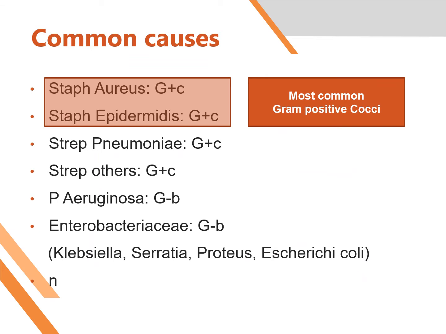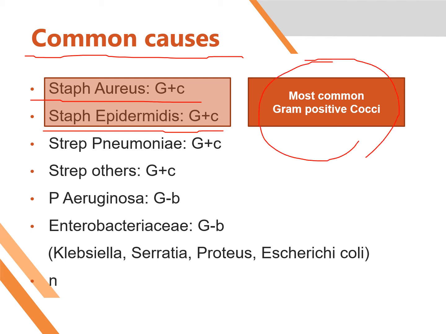Remember, the most common causes of bacterial keratitis or bacterial infection are Staphylococcus aureus and Staphylococcus epidermidis, which are gram-positive cocci. So gram-positive cocci are the more common cause of bacterial keratitis.